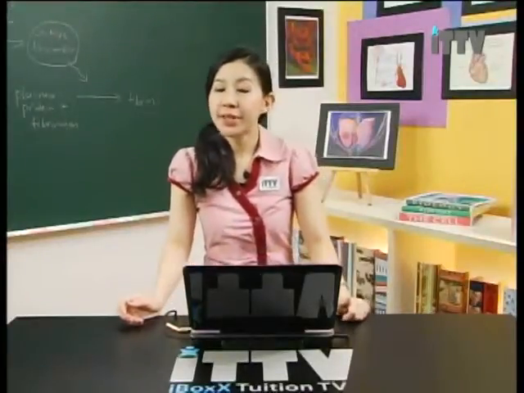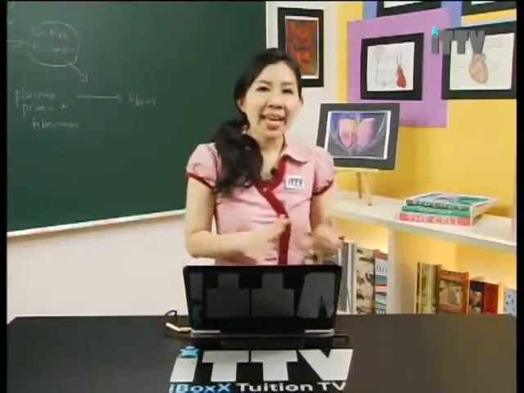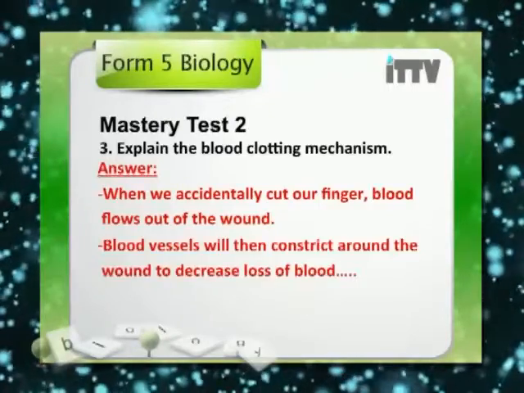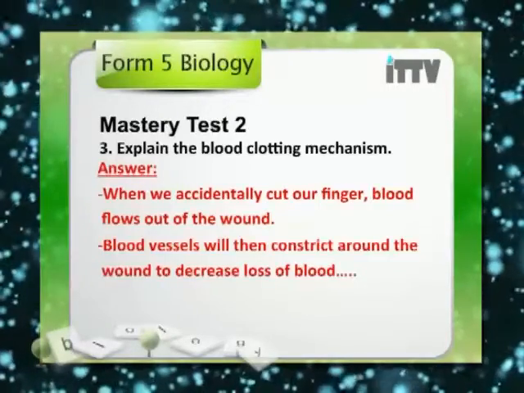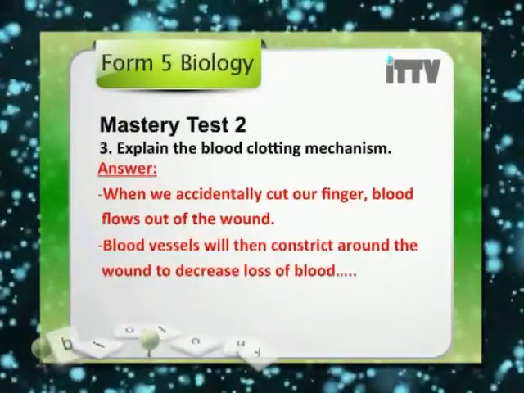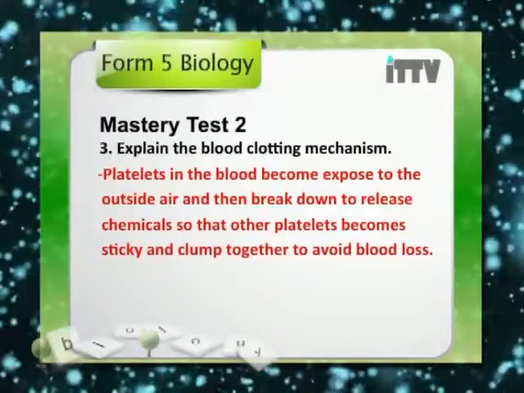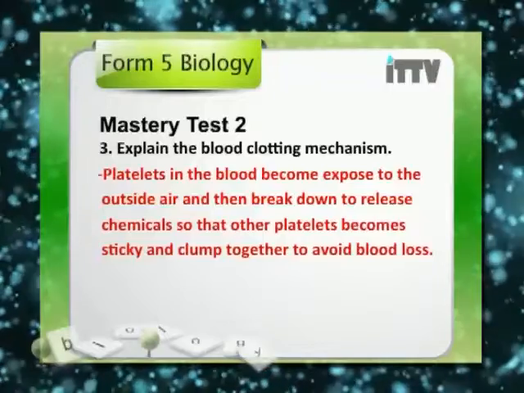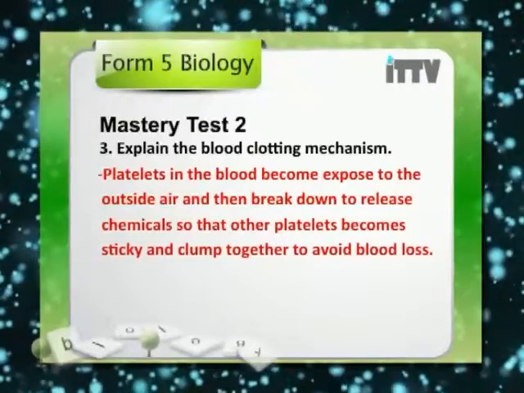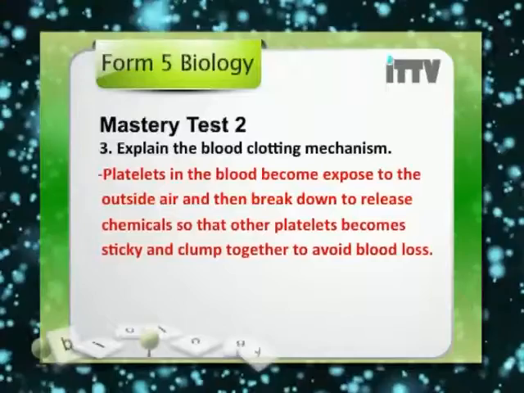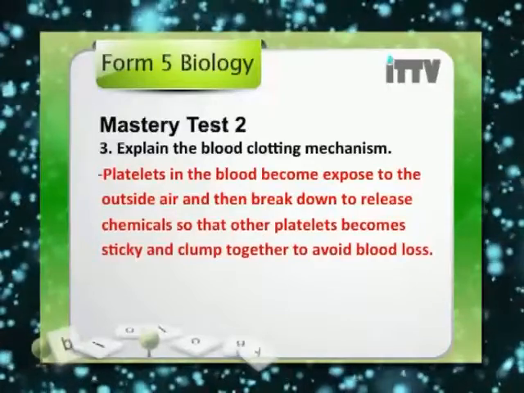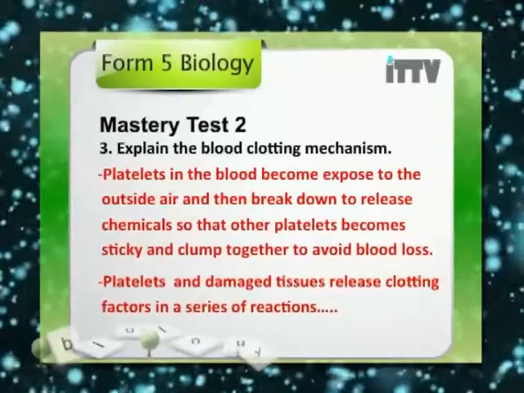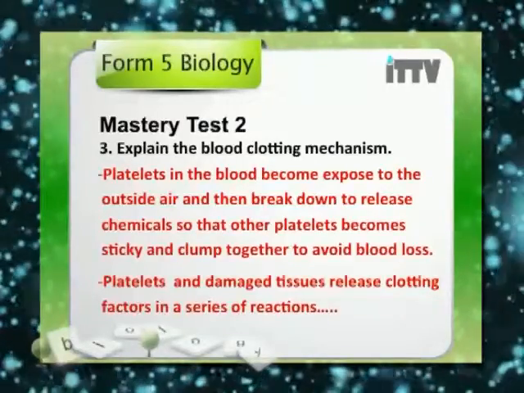So, you could start off your answer by saying, when we accidentally cut our finger, blood flows out of the wound. Immediately blood vessels will constrict around the wound to decrease blood loss. Platelets in the blood that become exposed to the air break down and release chemicals so that the platelets become sticky and come together to prevent blood loss. Platelets in damaged tissues start releasing clotting factors in a series of reactions.